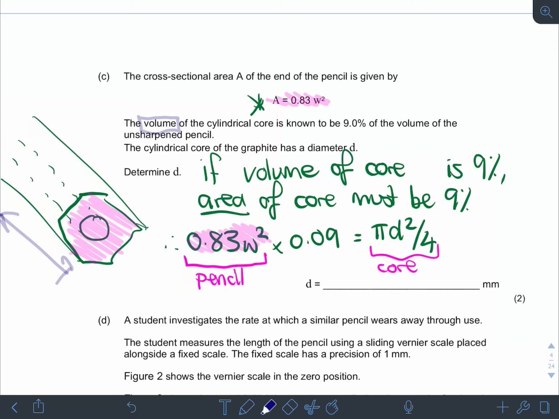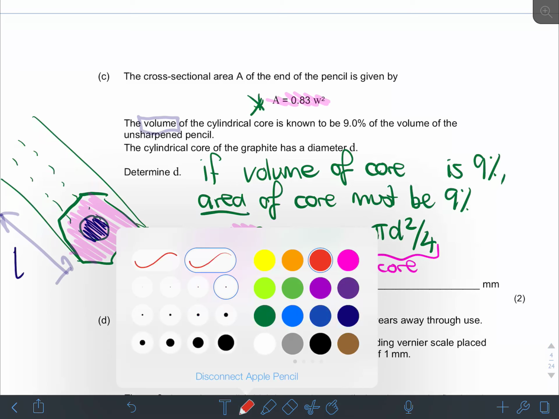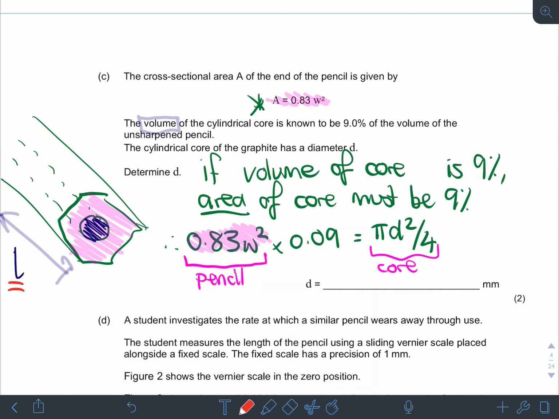To get the volume of the pencil, you're just going to do however big the area is. So looking over here on the left, the area of the core multiplied by the length of the pencil is going to give you the volume of the core. If you do the area of the whole pencil multiplied by the length, that's going to give you the volume of the whole pencil. But both times the length is the same. It's a constant factor, and so it's just going to cancel out, so it doesn't matter. So really, all we're doing is comparing the two areas.